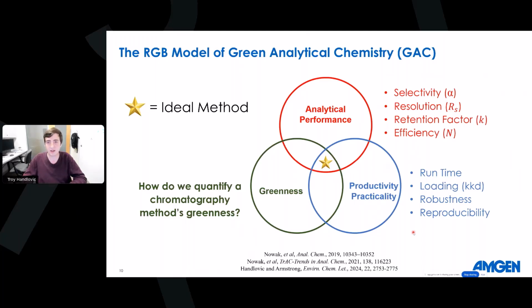Now, when we consider analytical performance as separation scientists, we usually have a good idea of how we can measure performance. It may be through these parameters that I showed there: selectivity, resolution, retention, efficiency, and so on, that we all calculate on a daily or regular basis. We also have ideas about productivity and practicality, right? We can look at runtime, the amount of loading, the robustness of the method, and reproducibility. And these are all routine as well and well understood within the field. But how we quantify greenness is a little bit more ambiguous or obscure, since this is a newer construct. So I'll briefly get into that before I show some of the examples of using in-silico modeling for green method development.